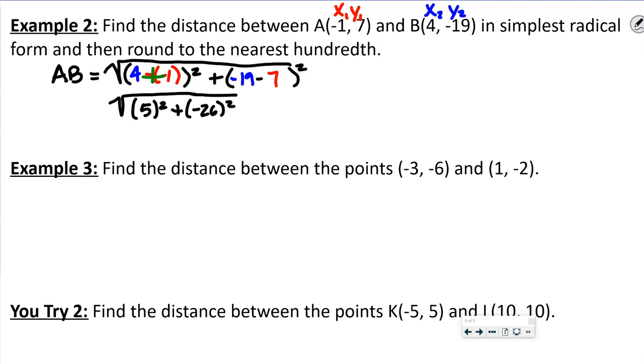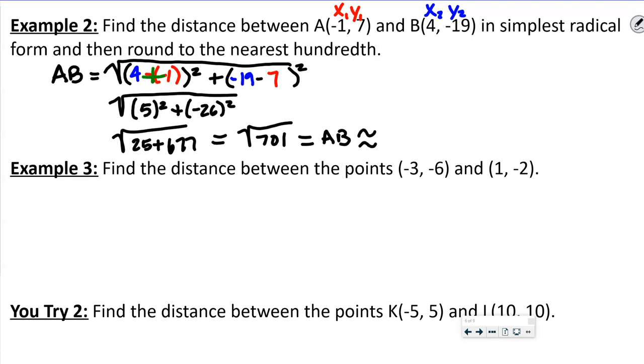Now, keep in mind that when you do this in the calculator, you need to put parentheses around the -26, because if not, you're going to end up with a negative answer. And you all know that a negative times a negative is never a negative answer. It's always a positive answer, right? So now this is going to be 25 plus 677. So that's equal to the square root of 701. That's the exact answer for AB, okay? And if we want the approximate answer, we take that square root, and that would have been 26.48, okay?